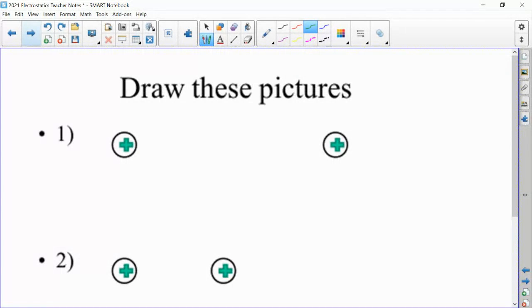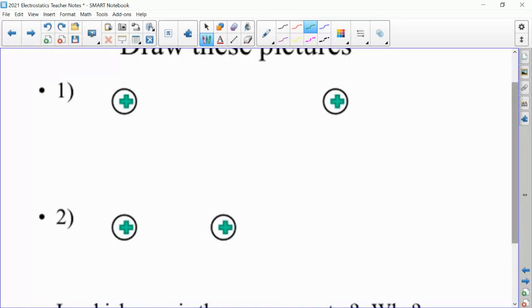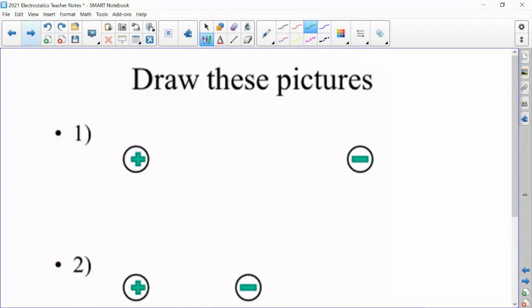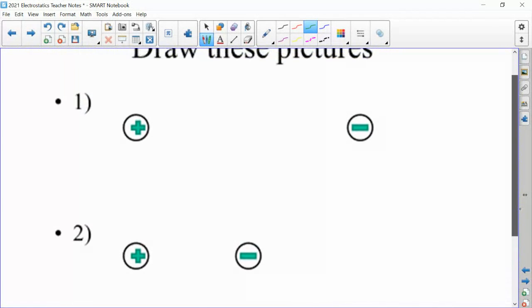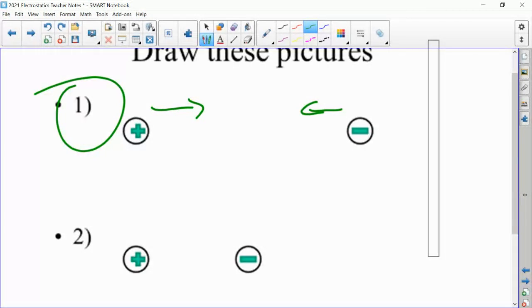Right, so draw these pictures in your notes. If you're in Google Docs, you don't have to put circles, you can just put the pluses on them. All right, so in which case is the energy greater? They're both positive charges, so they're like charges, so the energy is going to be greater in 2 because they're closer together. Now, in which case is the energy greater? Now they're opposite charges, so the energy is going to be greater when they're farther apart. More work can be done because these things are going to naturally move together. So the farther apart they are, the more you separate them, the more work they can do later. So the higher the potential energy that they have.